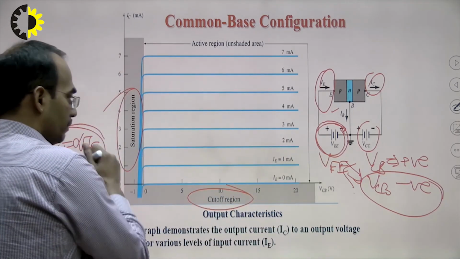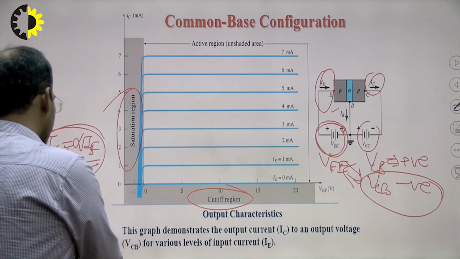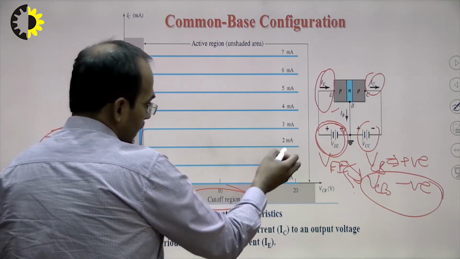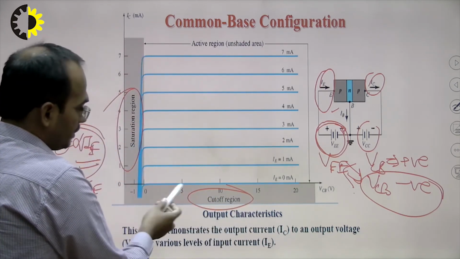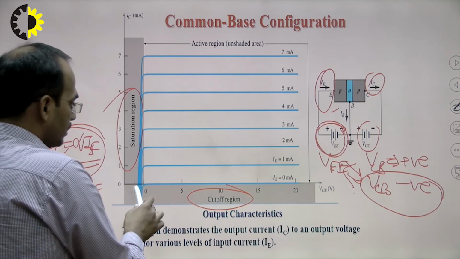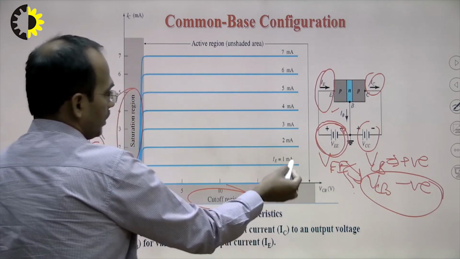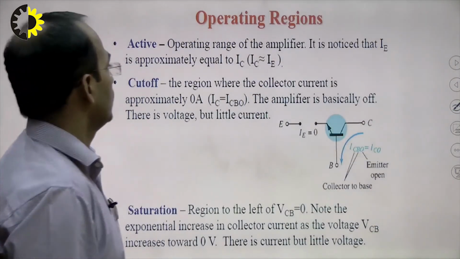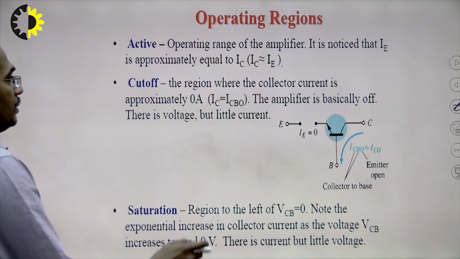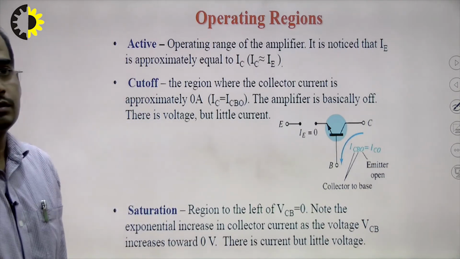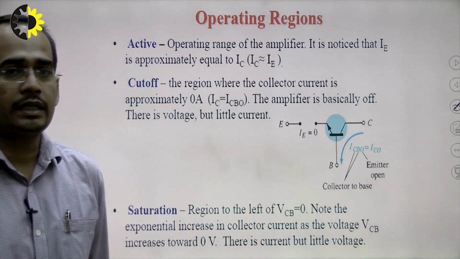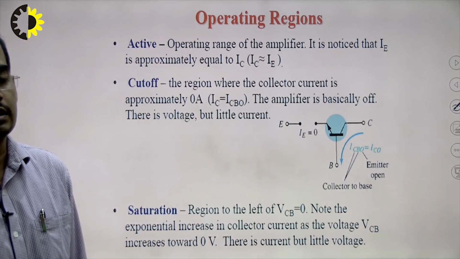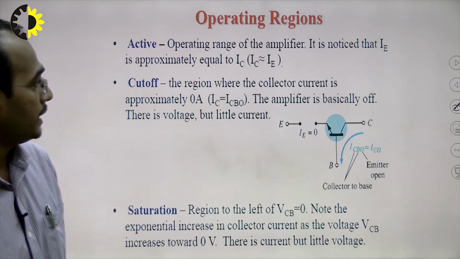So IC is almost equal to IE, as I have told you. IC is nearly equivalent to IE. As VCB increases, the current becomes constant for a particular value of IE. The active region is the operating range of the amplifier, and note that IC is nearly equivalent to IE.